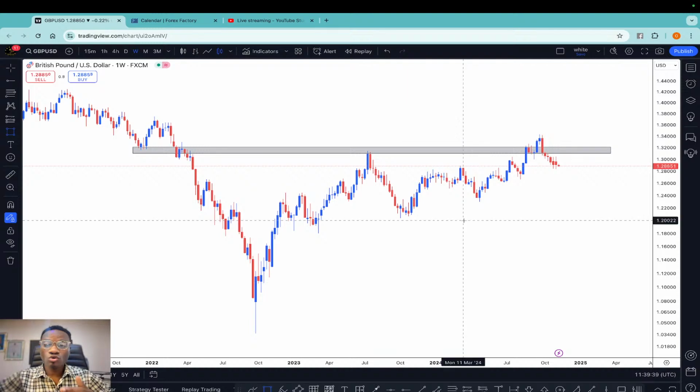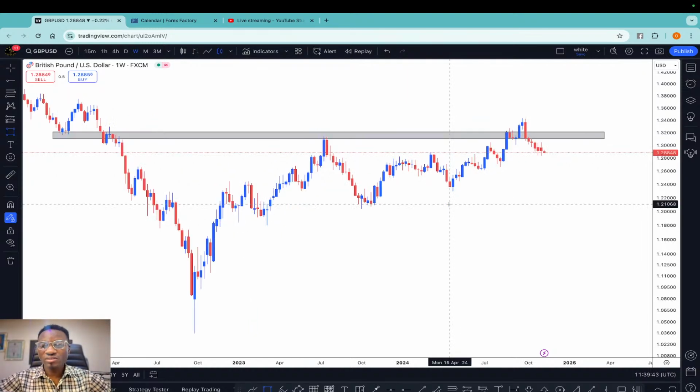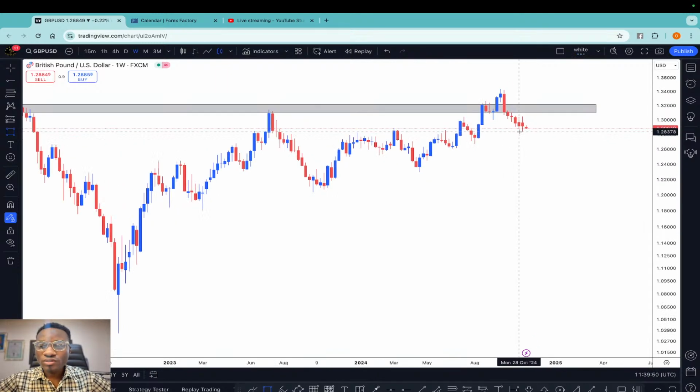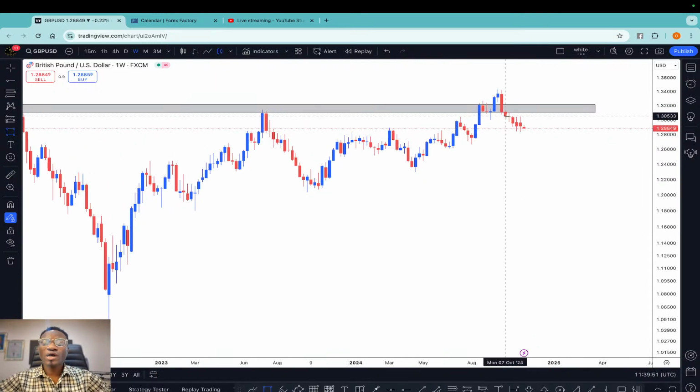Now, on this weekly chart of the British pound sterling paired against the USD, we can see we have supply or resistance above. Price is currently trading below this supply or resistance zone. It is not yet done in that aspect. We still need to look out for market structures in this chart.